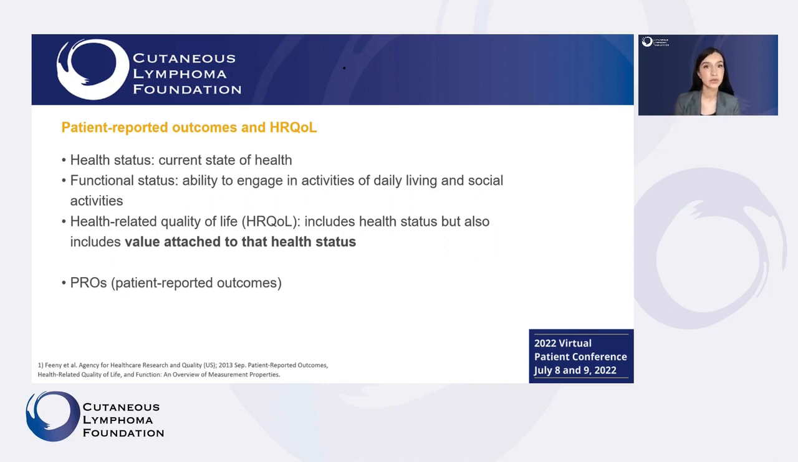And then health-related quality of life, which is what we'll be talking about today and what we tend to study the most, includes health status, but it goes further by including the value that patients attach to their health status. How does it impact them, and what does it mean to them? It's our patient's satisfaction with life in the domains that they consider to be important.